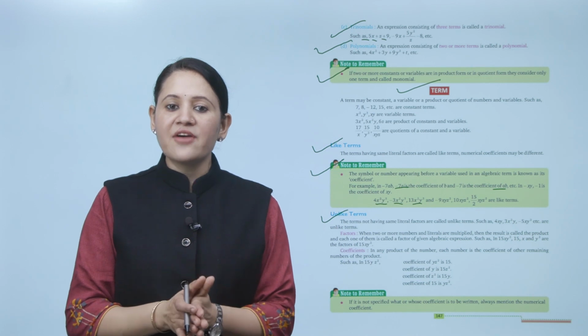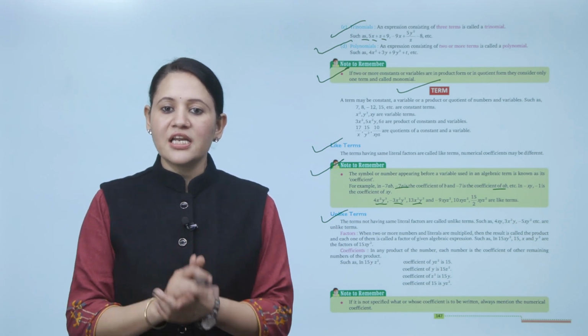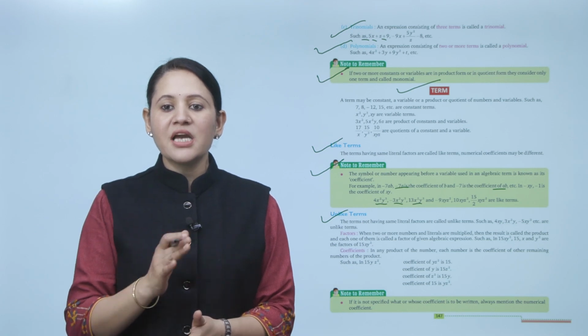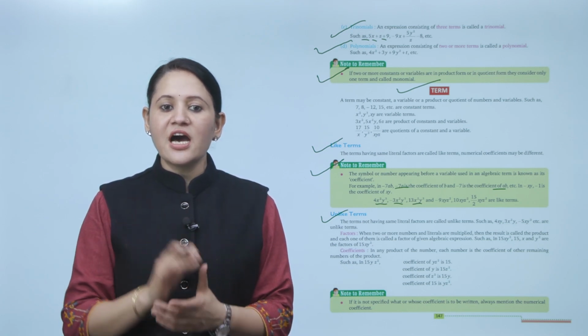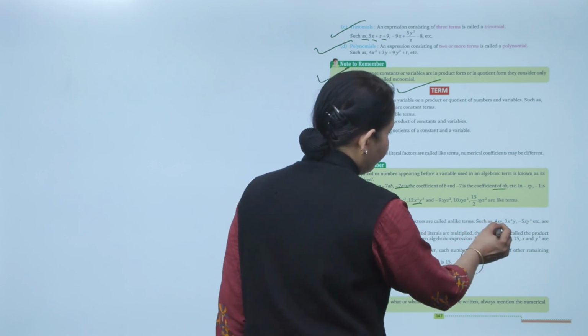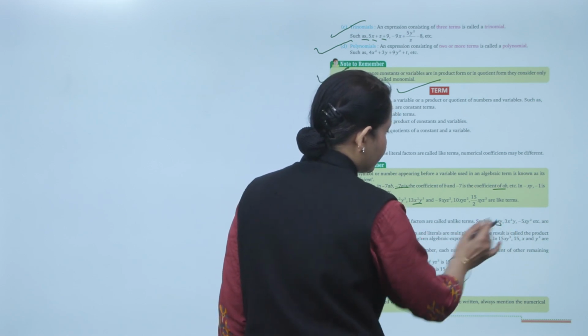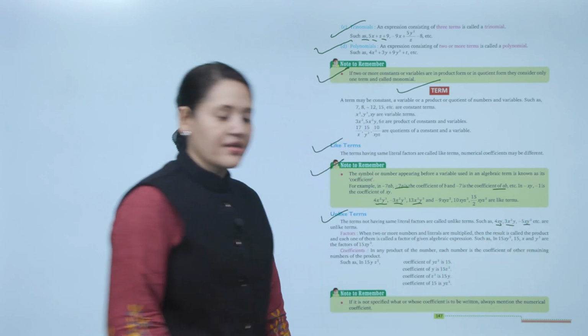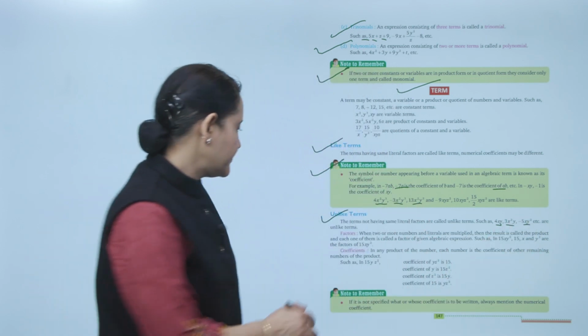The terms not having the same literal factor are called unlike terms, such as 4xy, 3x square y, minus 5xy square, etc. They are unlike terms because they all have different literal factors. Here xy, x square y, here xy square. Clear?